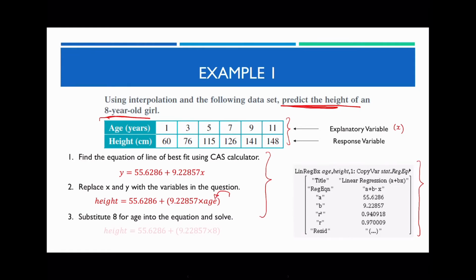So if you do that, your equation will look like height is equal to 55.6286 plus bracket 9.22857 multiplied by 8. Put this into your calculator and you should get an answer of 129.45716 centimeters. And if you were to round this to 2 decimal places, because you've got a ridiculous number of decimals, then your answer should therefore be 129.46 centimeters. Remember, we generally put it to 2 decimal places if the question hasn't actually given it or hasn't actually stated it otherwise.